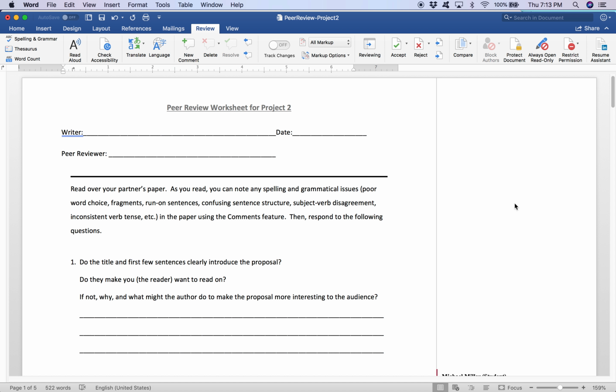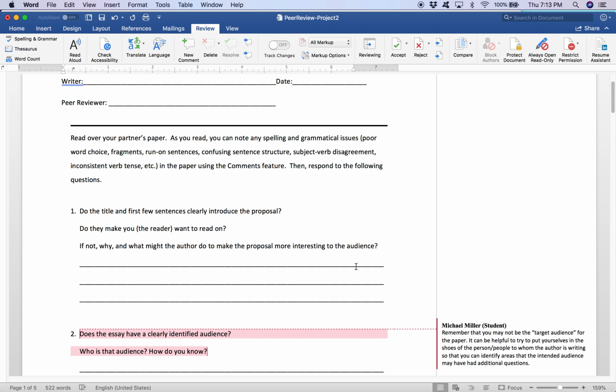Hi everyone. So I want to guide you through the peer review worksheet for Project 2 and just highlight a few of the commonly missed or misunderstood questions on this worksheet.